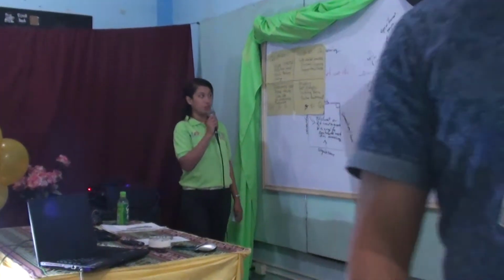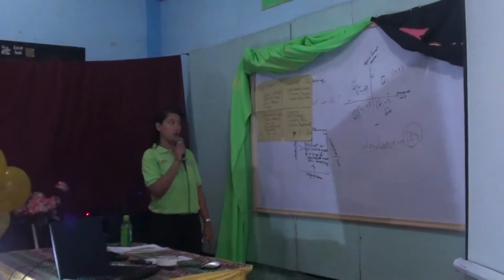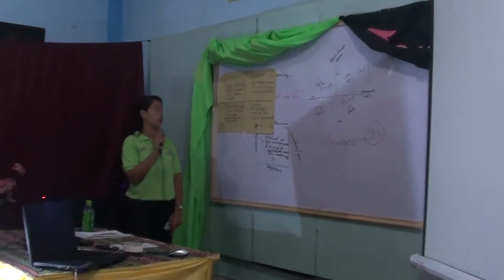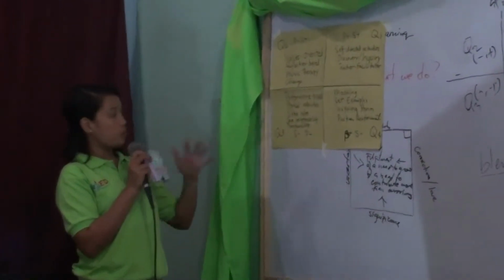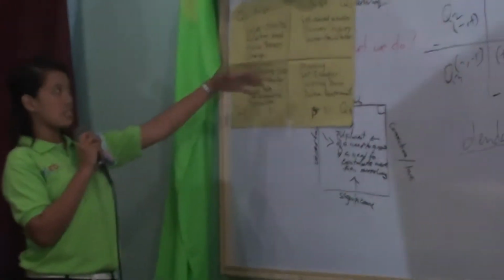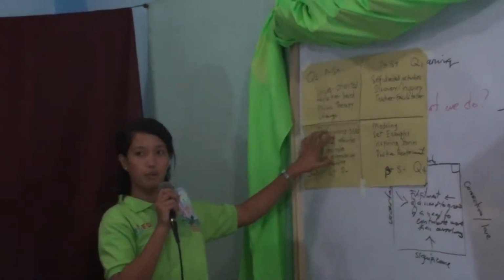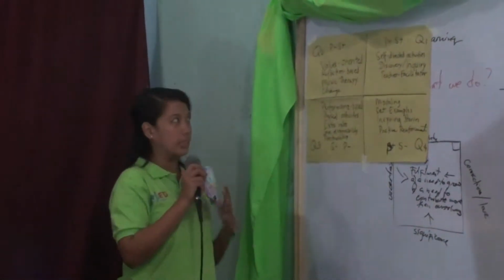Okay, so once again, good morning to each and everyone. So this is the result of our brainstorming for table 1. So we have here the quadrant. So we have 4 quadrants. Let's start with the first, quadrant 1.